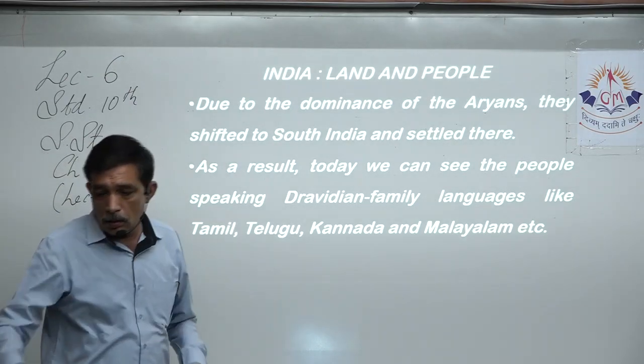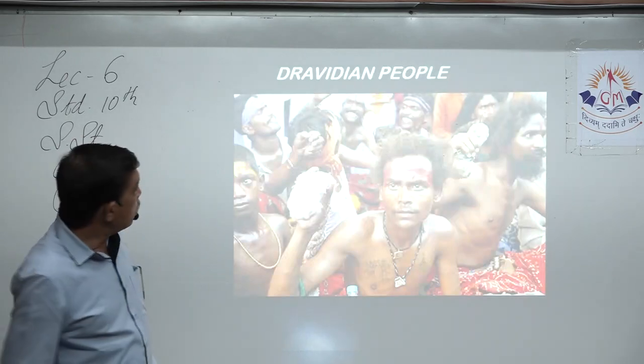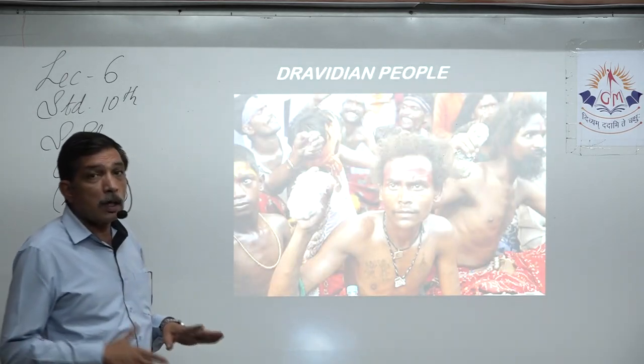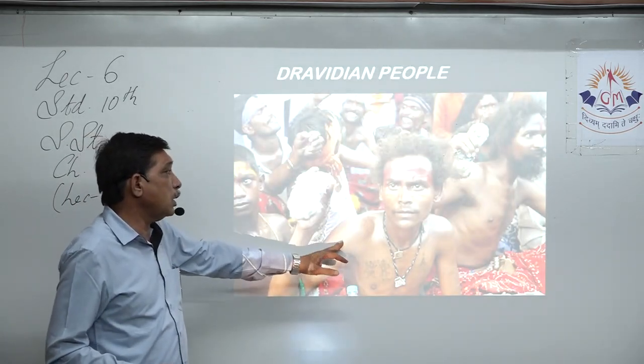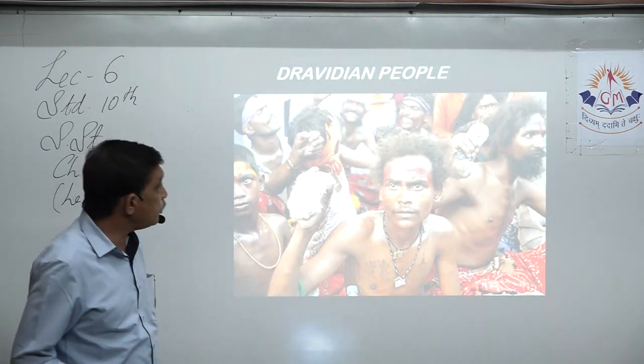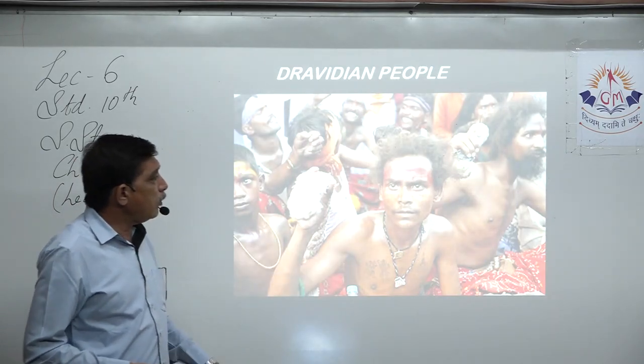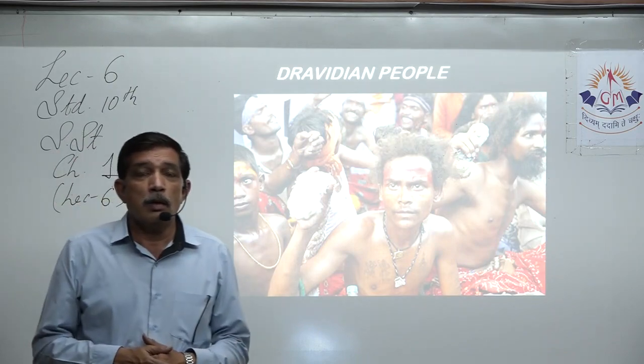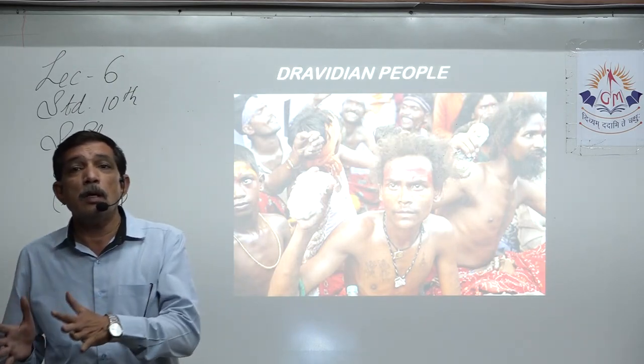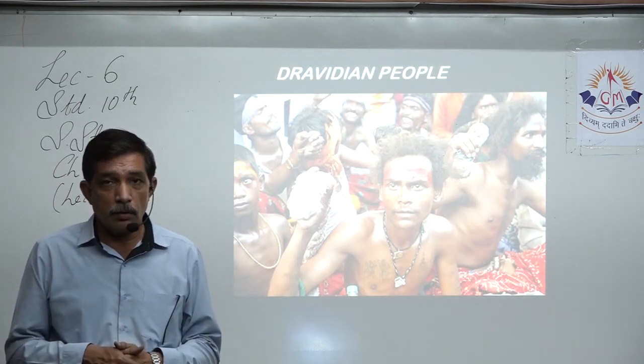So this is a pic of how the Dravidian people look like. You can see the skin color is still dark, yes, and they are present in the 4 states of South India.